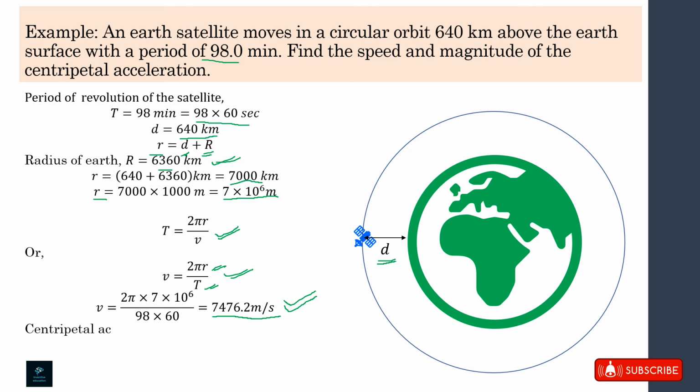Now we will obtain the magnitude of centripetal acceleration. We know that centripetal acceleration is given by A is equal to V square by R. Putting values of V and R, we find that A is equal to 7476.2 square divided by 7 into 10 to the power 6. And if you calculate it, we'll find that magnitude of centripetal acceleration is equal to 7.98 meters per second square. So we have obtained the speed of the satellite, and we have obtained the magnitude of centripetal acceleration.